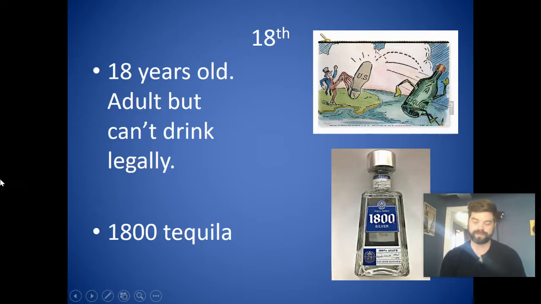18. Okay, 18th Amendment is prohibition, right? So 18 years old, you're an adult, but you can't drink legally. Okay. So the 18th Amendment got rid of alcohol, or you can think of 1800 tequila, alcohol. Hopefully in your mind that associates 1800 alcohol legal. Okay. Prohibition. Did it work?